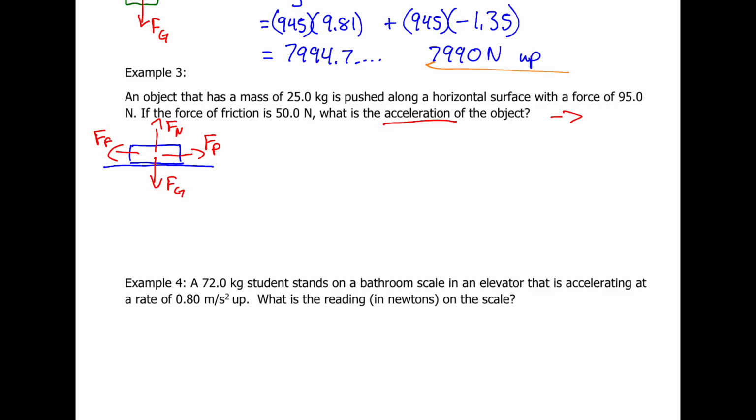So I'm going to start with my F net in the x direction. That's the one I care about. So what is the force making it go forward? The force of push. Is there anything else making it go forward? Nope. What's making it go less forward? Friction. It's a force acting in the backwards direction. I can't say it's making it go backwards because friction can't do that. But the force acting in the negative direction is friction, and we know that it won't be 0.